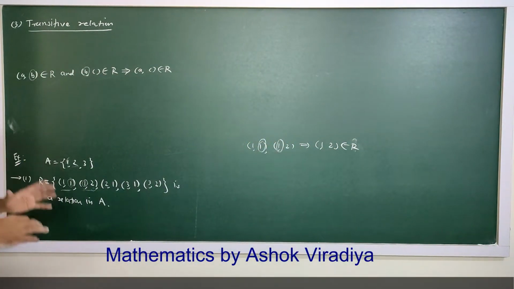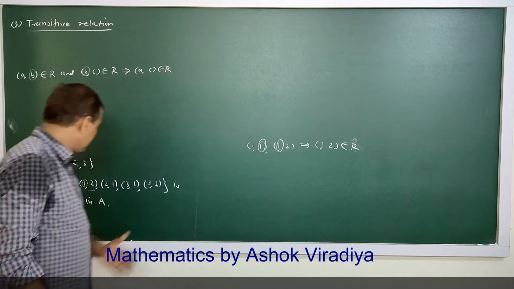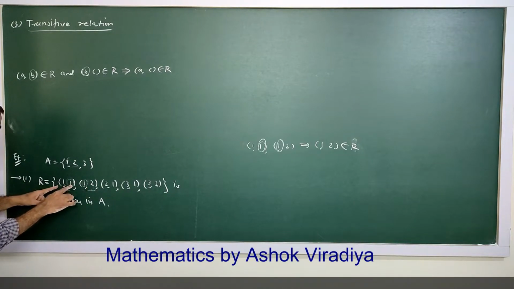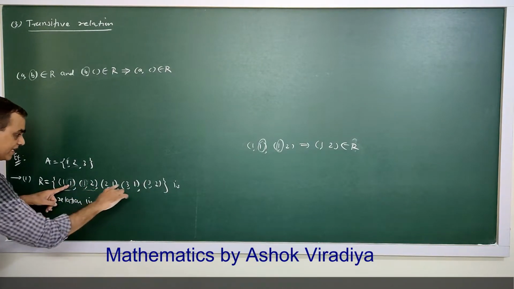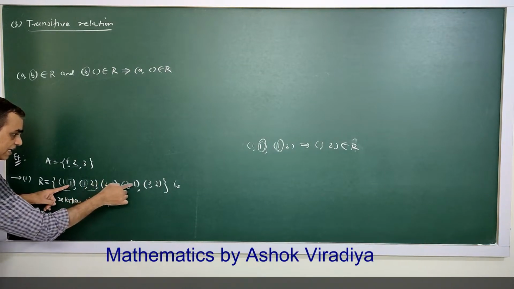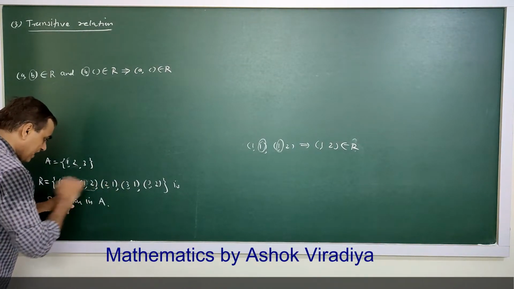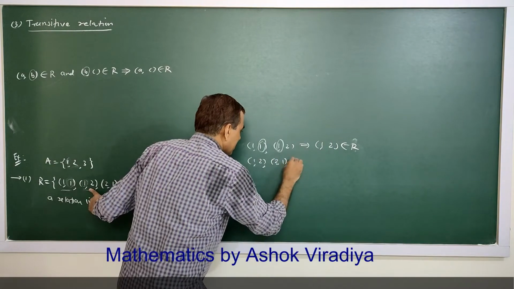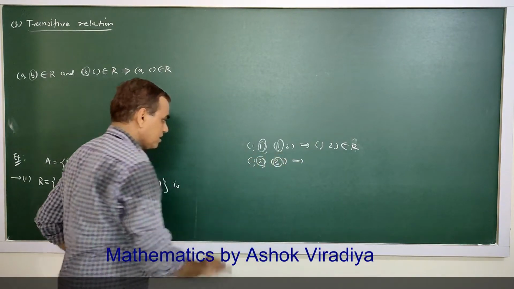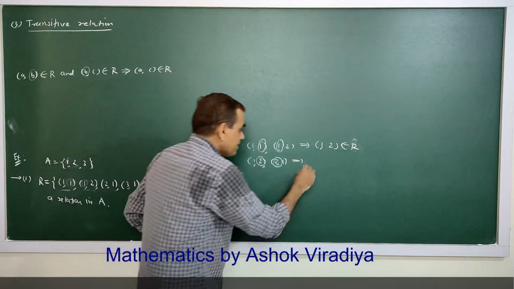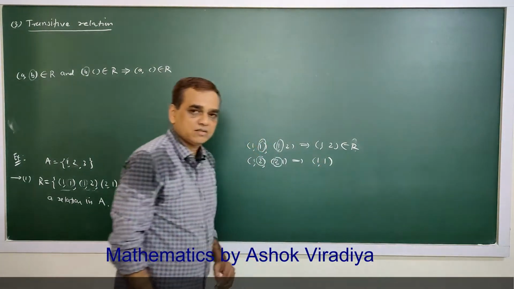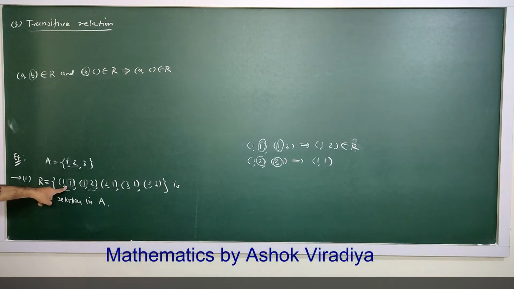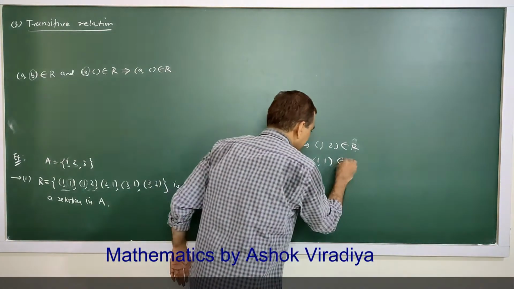Now we check for a second pair of such elements. Suppose I am taking here (1, 1), then there are no other elements in which the first place has 1. Now let me take (1, 2), (2, 1). See, (1, 2), (2, 1), so 2 is in common. So what we want? We have to find (1, 1). Does (1, 1) belong to R? So check here. It is here. Yes, this is in R.